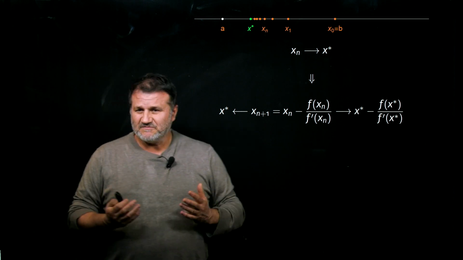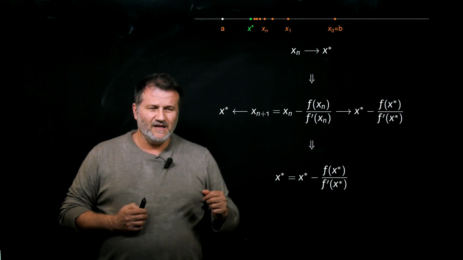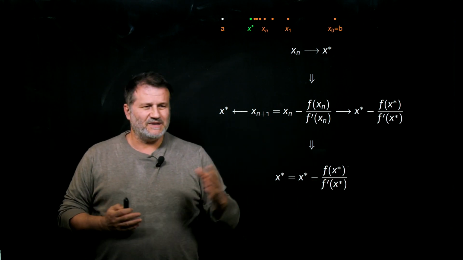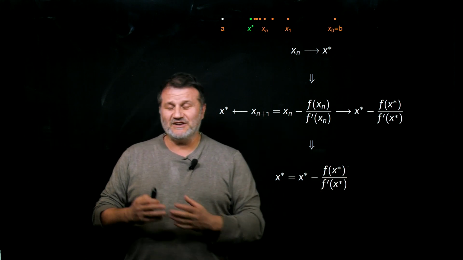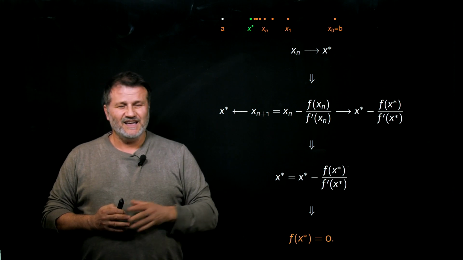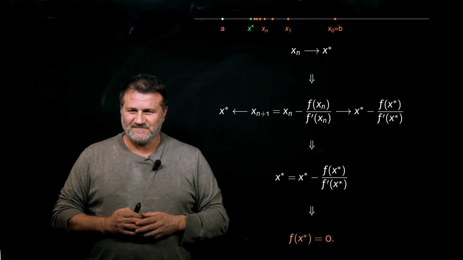Now the two limits must be the same, so this means that x* equals x* minus this ratio. For this to be true, this fraction must be 0. But the fraction is 0 if and only if the numerator is 0, that is f(x*) equals 0. And that's where we have that x* is a solution of the equation.